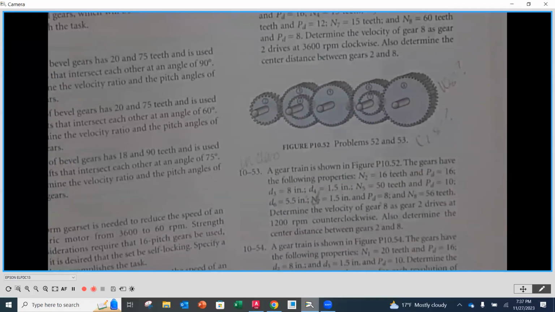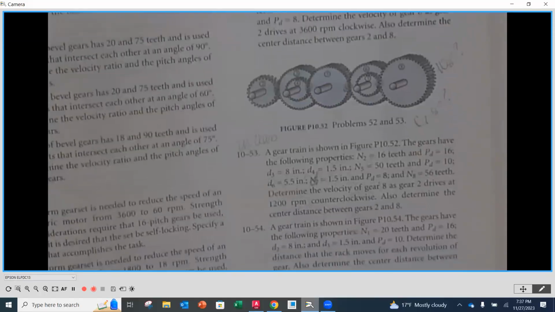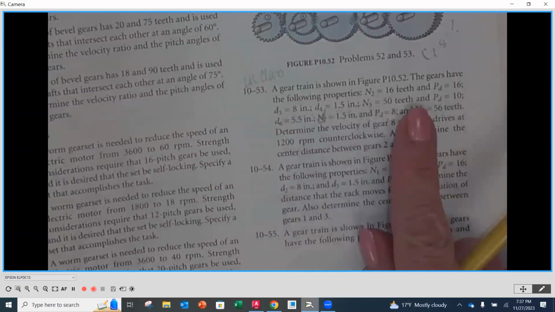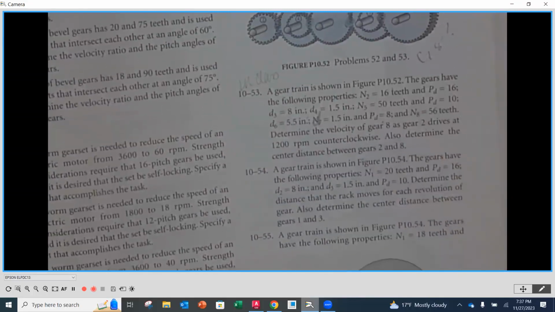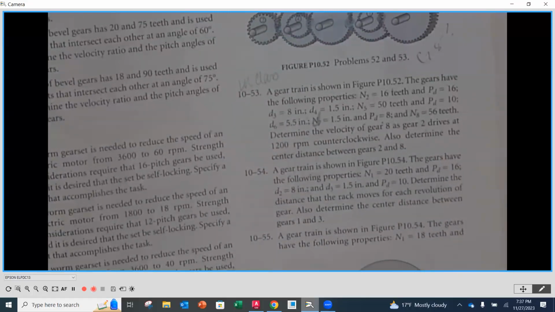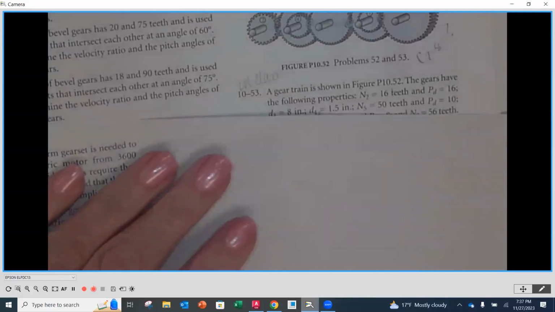Okay, so what I'm going to do is let you get started on this one, and you're going to do it in the exact same way that we did our previous one. The information for the separate gears is down here in the problem statement. So what you want to do is find the ones that match up.